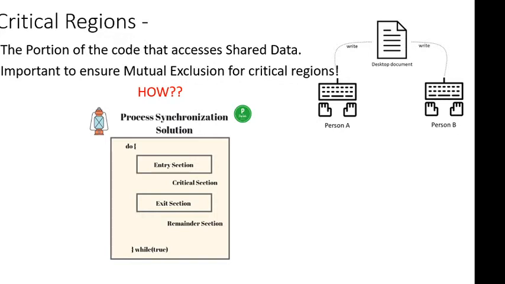Now it is very important to ensure mutual exclusion of the critical region. Mutual exclusion means only one at a time. Every program has a critical region, which is the line of code that is writing to the shared data. In that critical region, mutual exclusion is necessary.